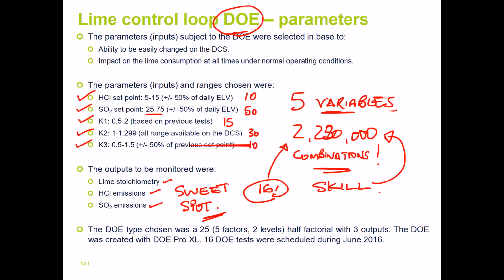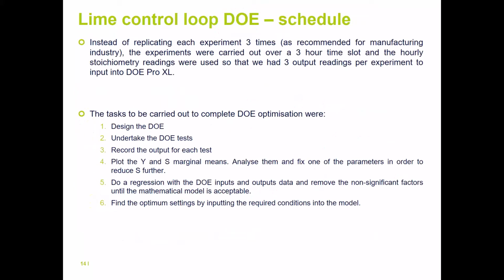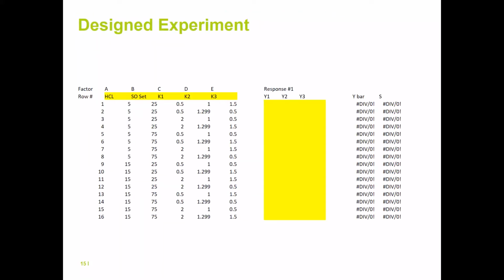So let's take a look at those 16 trials. So this is the process that we're going through. We're going to design an experiment, and we're going to take a look at the mathematics. So here's the 16 tests. So you can see, look, what we've done in each test, we've gone high and low in each column. High and low for the HCl set point, high and low for the SO2 set point, the K1, the K2, the K3, they've all gone high and low in a particular special pattern. This pattern is the fastest way to find out.